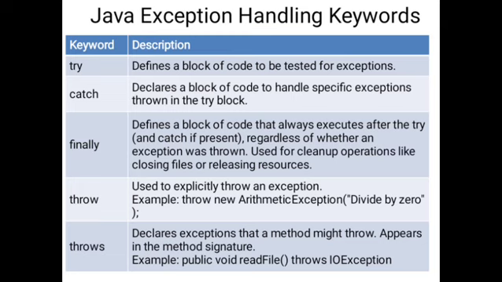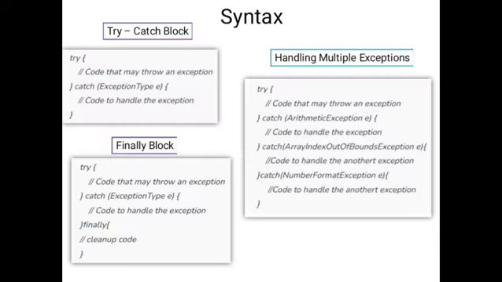Example: throw new ArithmeticException, divided by 0. So the throw functionality forwards the exception, and another one, throws, declares the exceptions a method may throw in the program. So these are the exception keywords used in Java programming. These are the syntax.